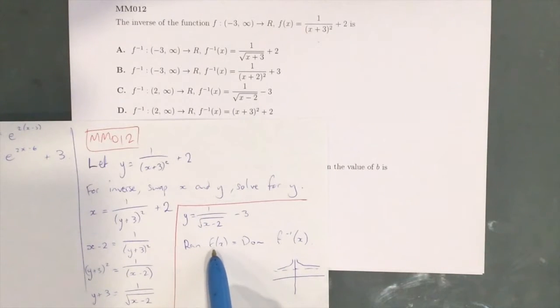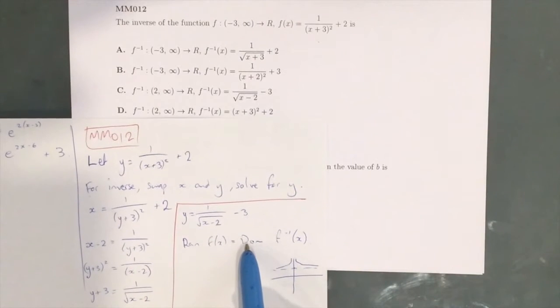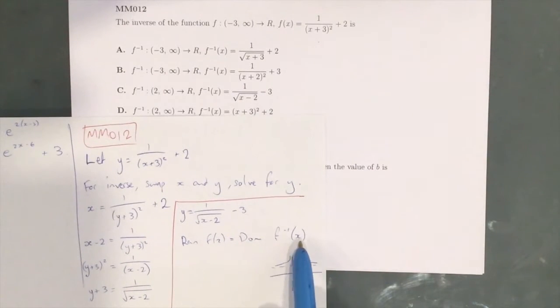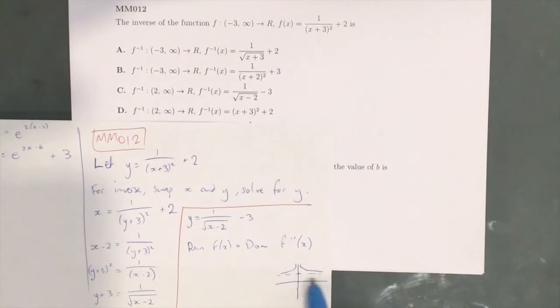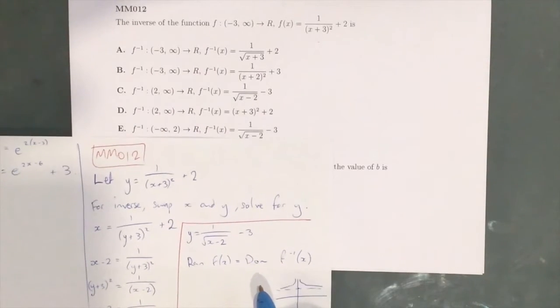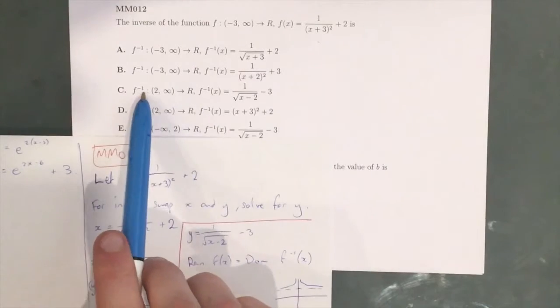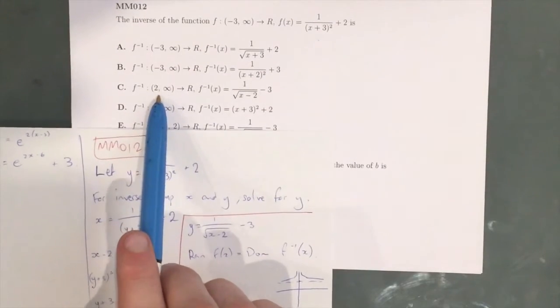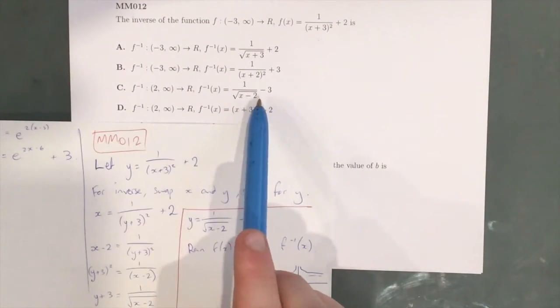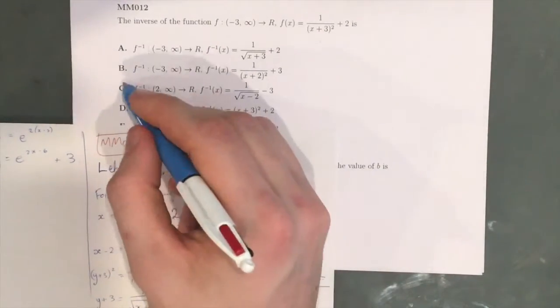So if our range of f of x is positive 2 to infinity, then our domain of the inverse of f of x is also 2 to infinity, not including 2 because it never touches that asymptote, which tells us that our answer is C, which is the domain 2 to infinity, and the inverse being 1 over root x take 2, take 3. Answer is C.